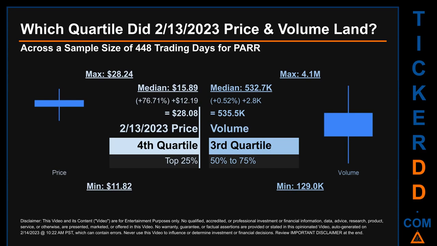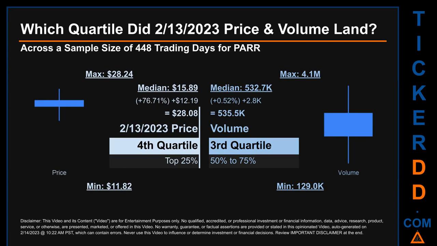Which quartile did February 13, 2023 price and volume land? Across a sample size of 448 trading days, the maximum end-of-day price for PARR was $28.24 while the minimum was $11.82. Within that price range, February 13, 2023 price, of $28.08, landed within the fourth quartile, meaning that it was within the top 25% of all sampled end-of-day prices.